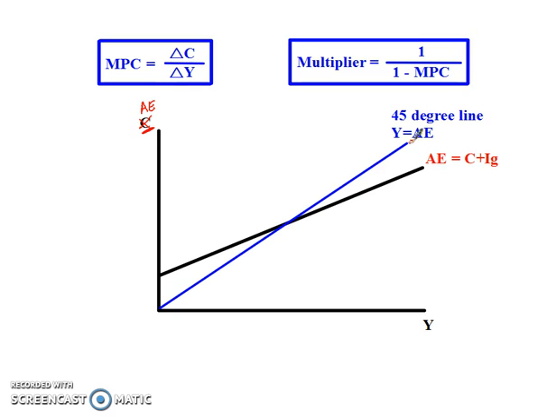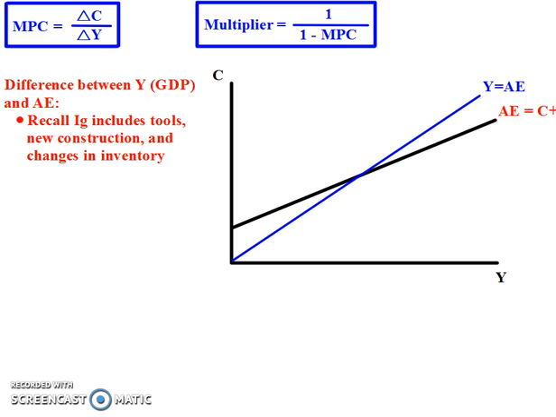So let's talk more about the difference between gross domestic product and aggregate expenditures. The first thing to say here is that gross investment includes three things: tools for production, that's capital; new construction; and changes in inventory. All three of those make up this gross investment. So that's important to begin thinking about this.